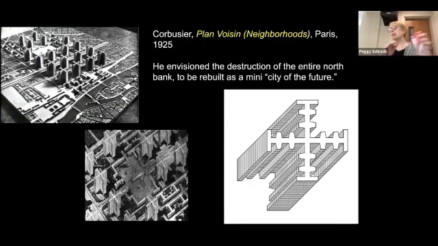His second plan was meant to be more practical. The Plan Voisin, or the neighborhood plan, was an actual plan for a part of Paris. It was basically for the North Bank, which at that time was, I guess you would call it, a slum area. There was no sanitation, the buildings were in bad shape, and it was a fairly large area. It was about 2 square miles that he proposed.